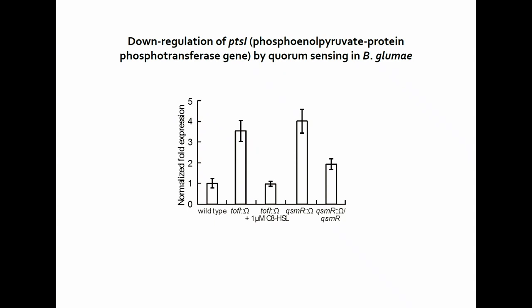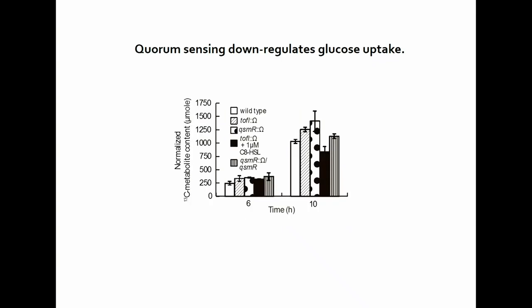So based on our RNA-seq analysis, we found that PTSI, which encodes the phosphoenolpyruvate protein phosphotransferase gene, is downregulated by quorum sensing. So we confirmed our RNA-seq data by qRT-PCR. If you look at the wild type, this is normalized for the expression. Wild type is 1, and in the quorum sensing mutant, it's elevated. If you add the quorum sensing signal to the I mutant, it recovers to the wild type. The QsmR mutant still has high expression of the PTSI gene. This is complementation. So the PTSI gene is downregulated by quorum sensing in Burkholderia glumae.